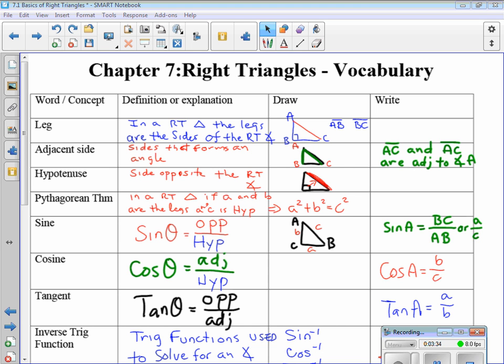So the part that you need to know is this part right here. But go ahead and write down all the vocabulary so that you have it. Put me on pause because I'm moving this screen.